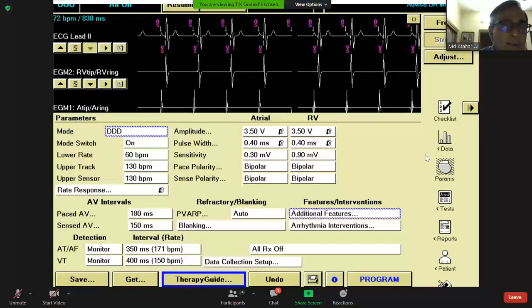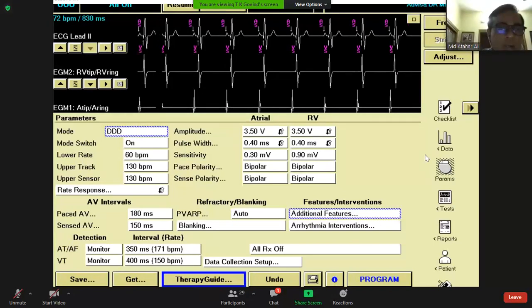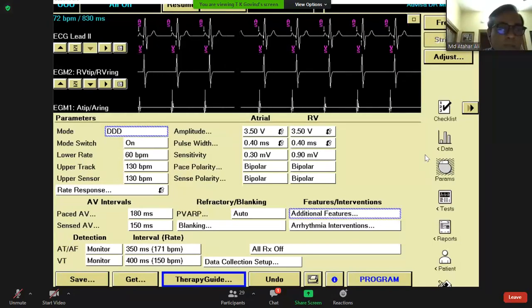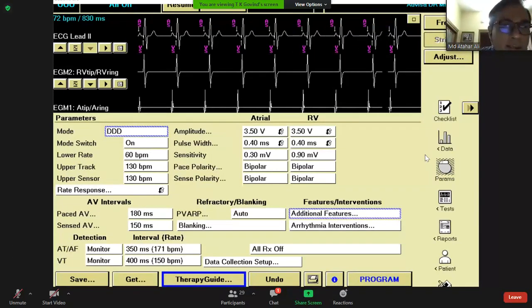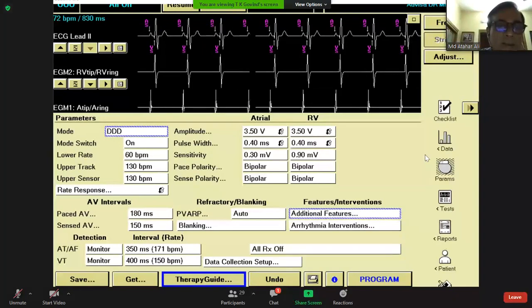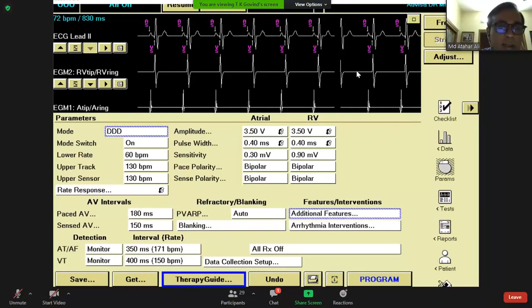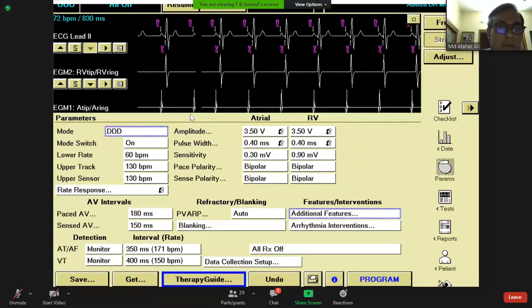The sinus node function is okay. Yes, sir. Competence is okay. That is DDD mode, not the DDDR, right? Yes, sir. Can we make the program DDDR, but with the upper rate at 120 or 130? What would be the problem in that situation? That is DDDR, but the upper rate is set at 130 or 120. Then what will happen?